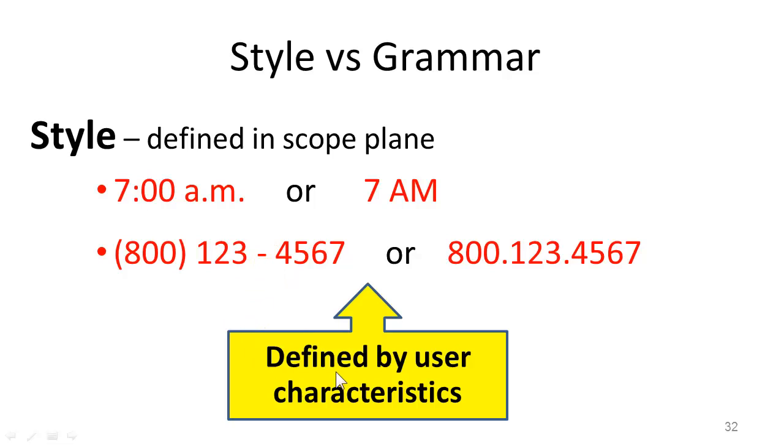Here again, the style that you choose very likely could be defined by your goals and objectives or by user characteristics. The phone number on the right here, using the dots, would probably appeal to a younger person. Older people might recognize better the traditional format. So when you're defining the style in which you're going to be conveying your content, make sure that you keep your user profile in mind.